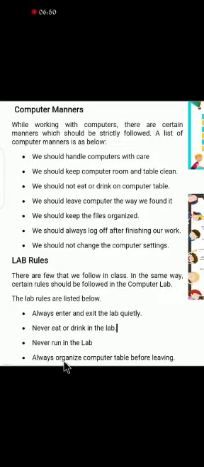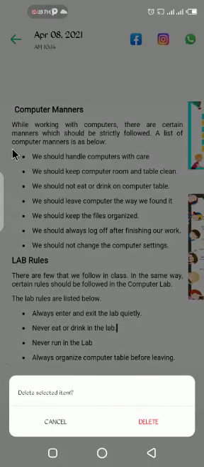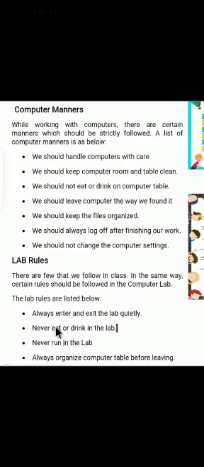Always organize computer table before leaving. You have to maintain your table before leaving. Always respect your teacher and classmate. Classmate means class fellow. Always respect your teacher and class fellow. Always print only with permission. Always print only with permission.